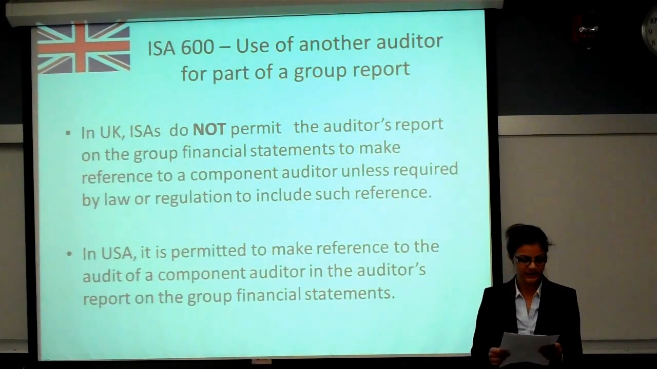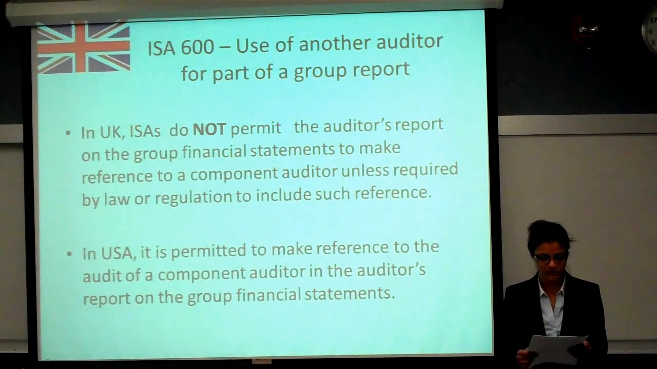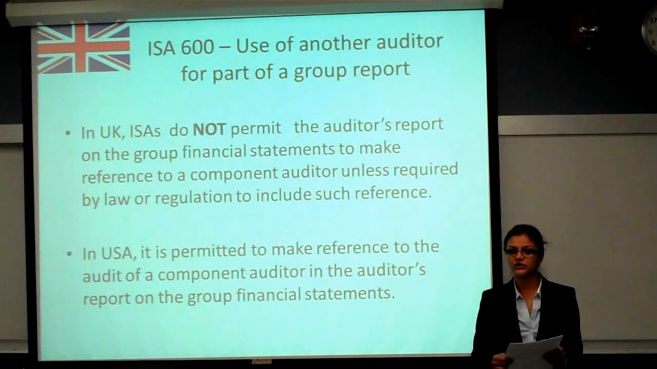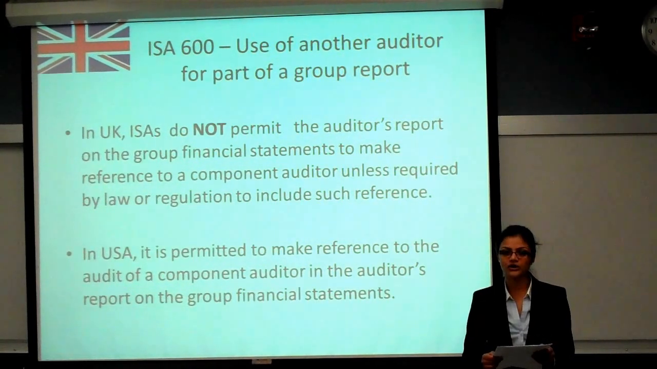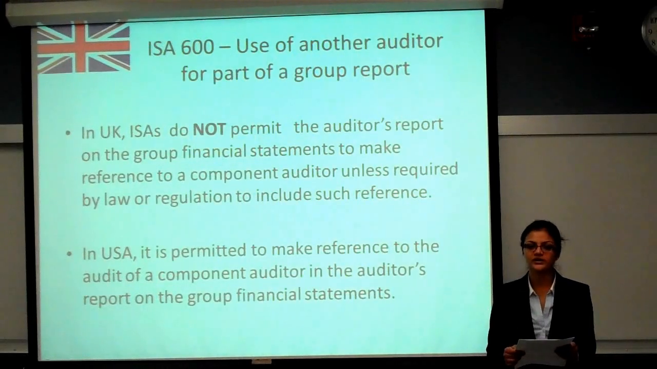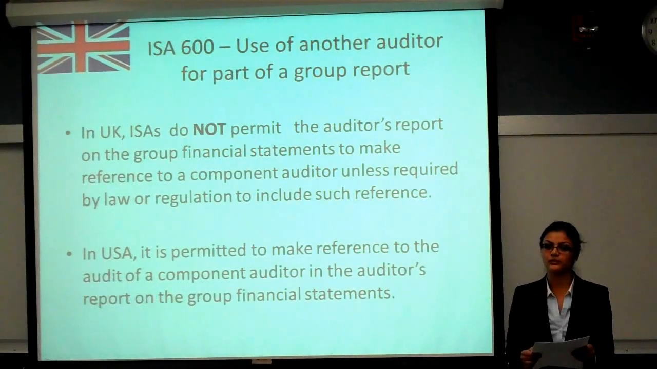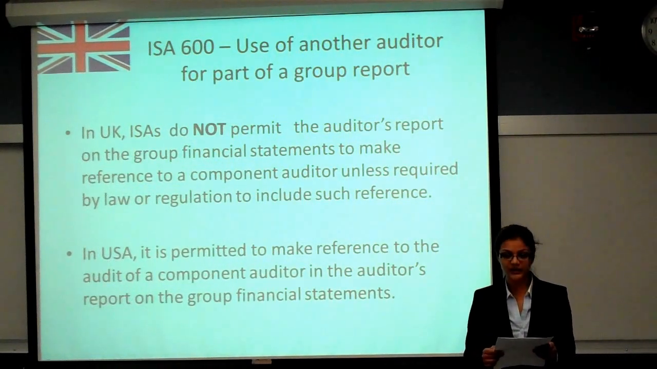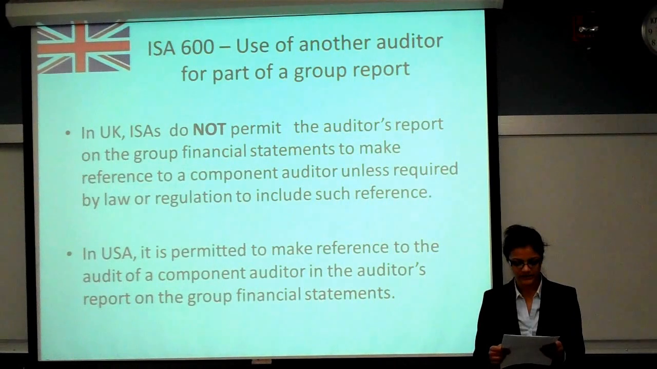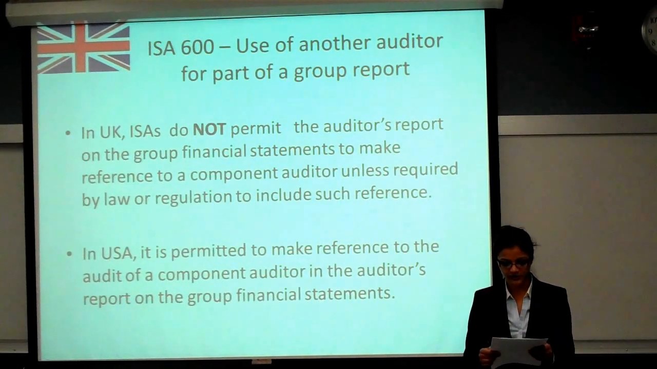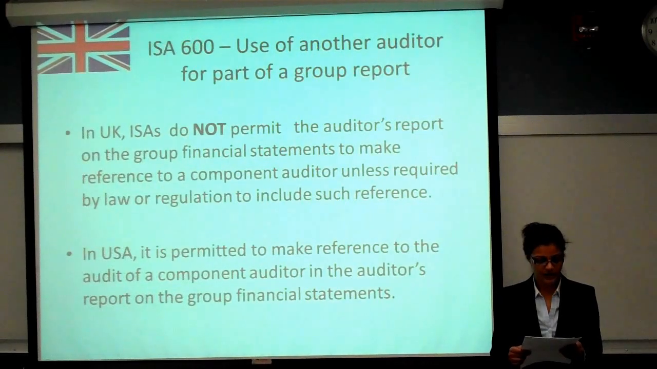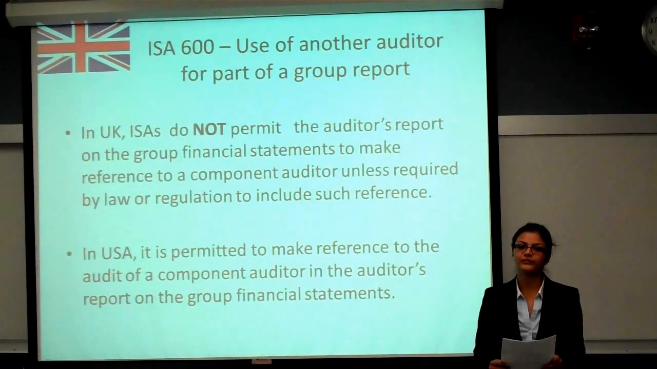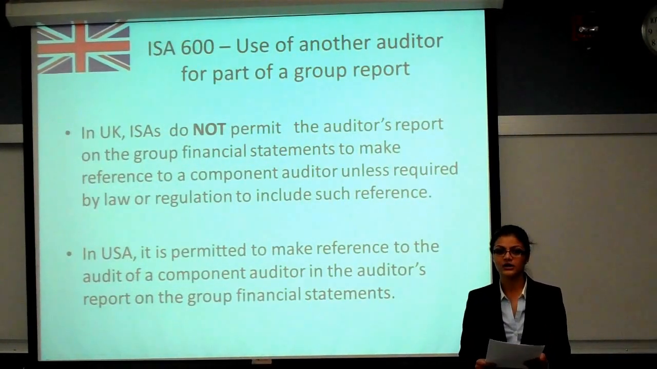Here in the United States, auditors have the option whether to refer to the work of the component auditor in the audit report, or take the whole responsibility and not refer to the component auditor. In either case, the principal auditor should make inquiries concerning the professional reputation and independence of the other auditor, and if necessary, also visit the other auditor and review the audit program and the working papers of the other auditor.